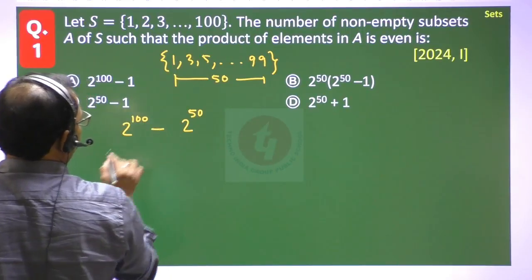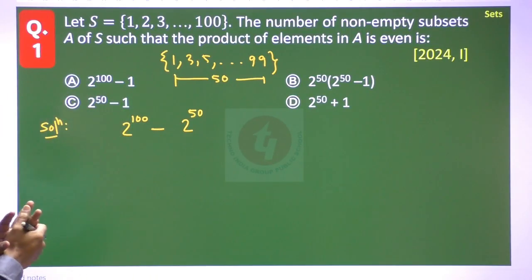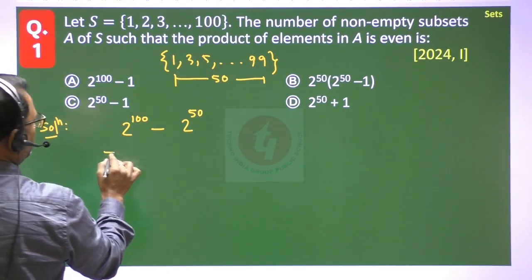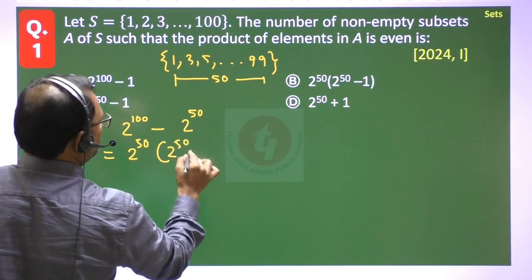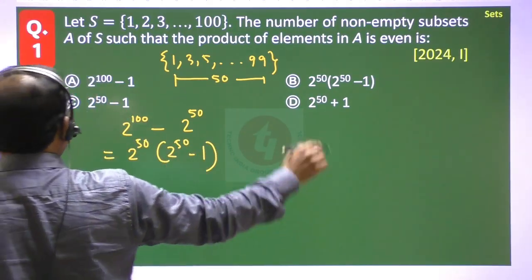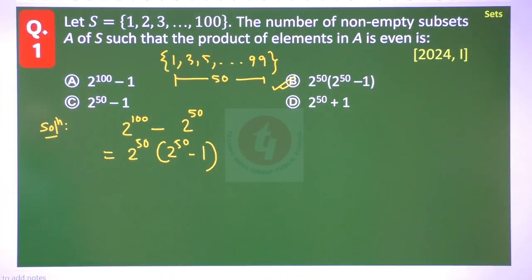Now if you subtract, you will get the required number where the product of the elements in the subset A will be even. Taking 2 to the power 50 common, it is 2 to the power 50 times (2 to the power 50 minus 1). So according to this, the matching option is the correct option. I hope all of you understand this one.